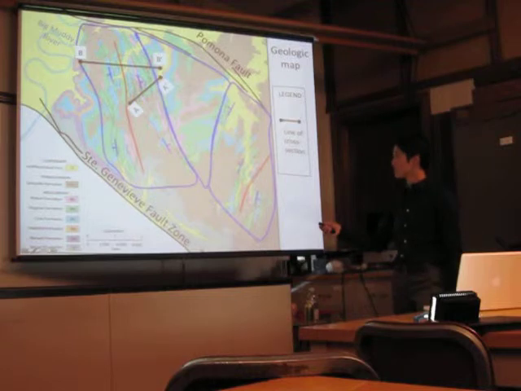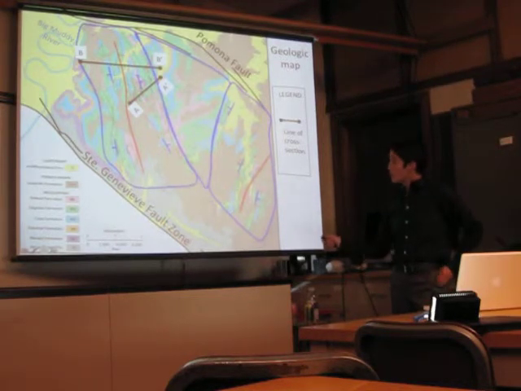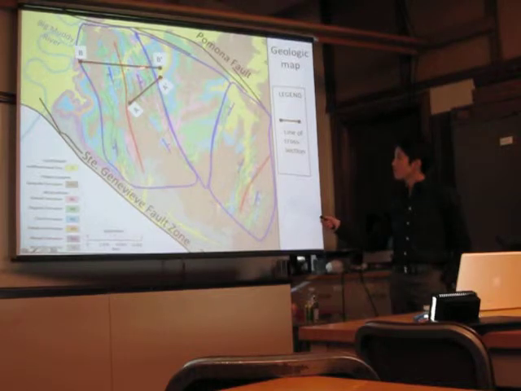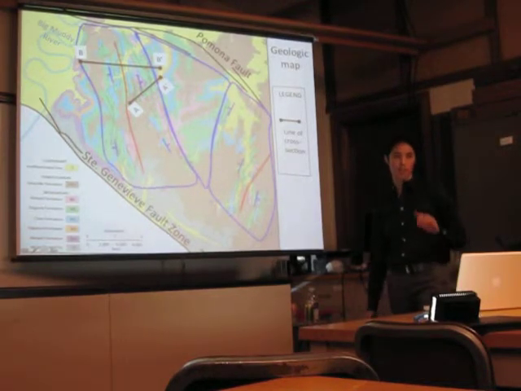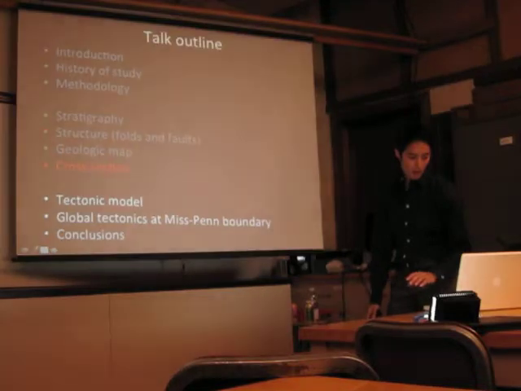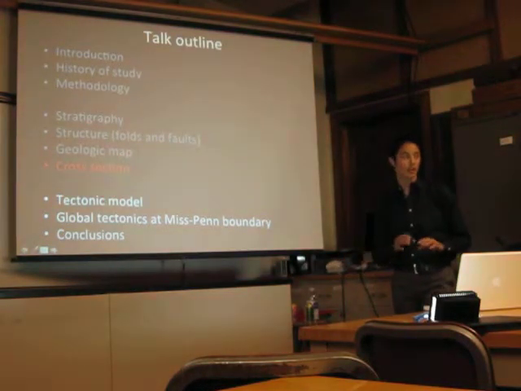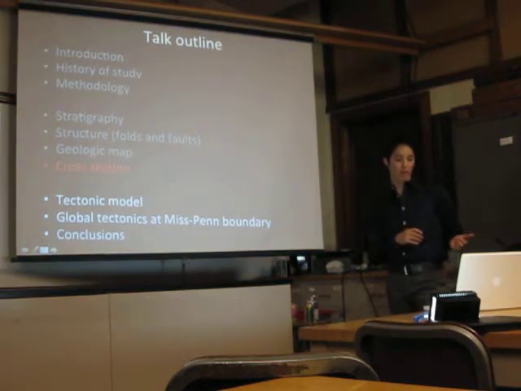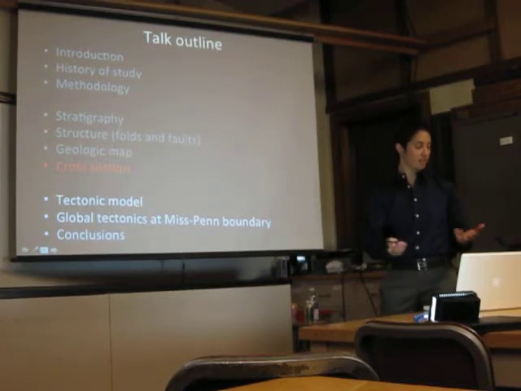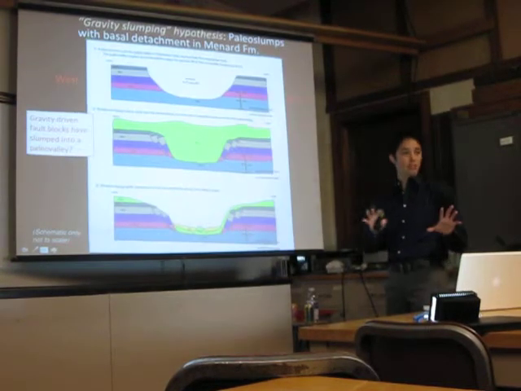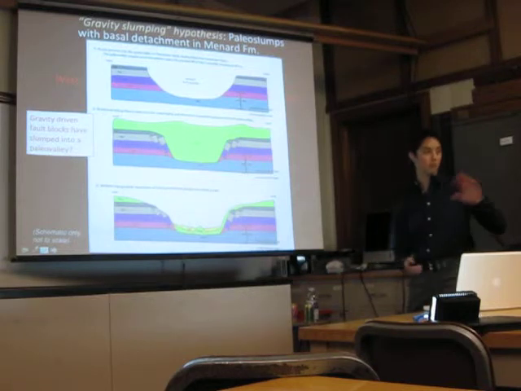Overlaid on the results of my mapping and identifying these structural domains, I overlay lines of cross-section which are A to A prime and B to B prime, which I will show in a minute. But first, I'd like to use cross-sections to explain our initial hypotheses based on mapping done 12 years ago and how my cross-section tested this hypothesis. So let me describe this previous hypothesis.